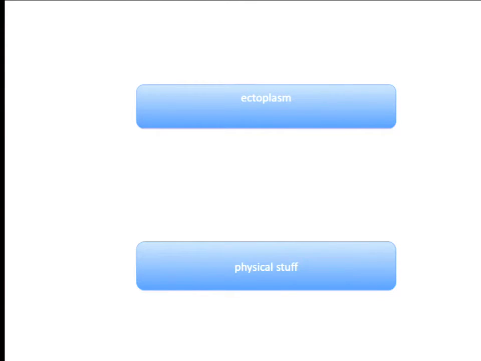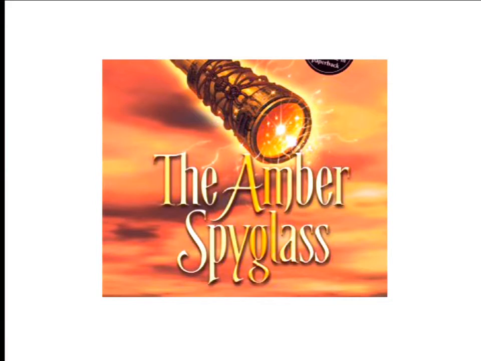So to say there are two kinds of stuff, it really could be true that there are two different kinds of stuff. Have you guys ever come across The Amber Spyglass? No, you're really missing out. Put your hand up if you've read The Amber Spyglass. Put your hand up if it's any good.